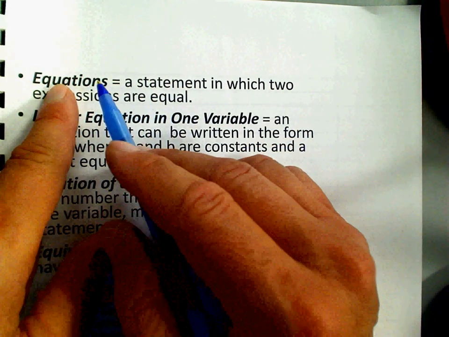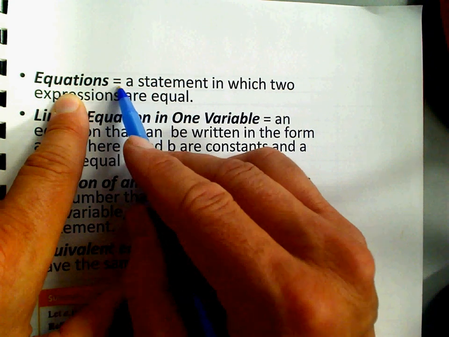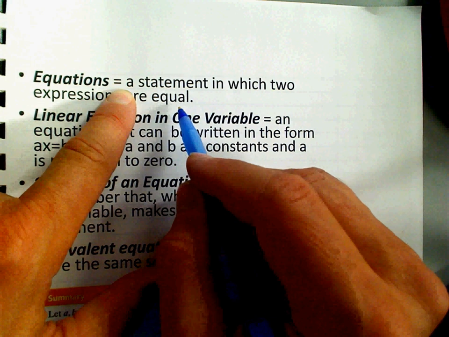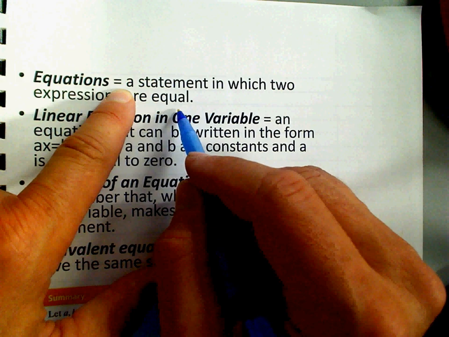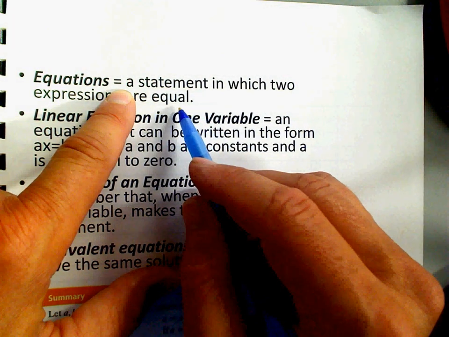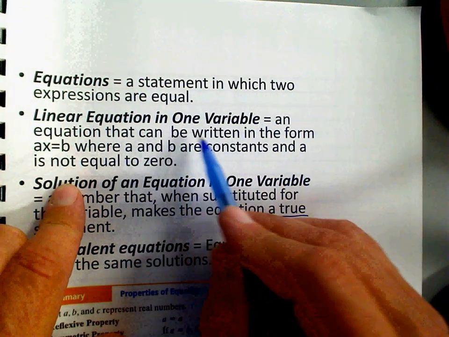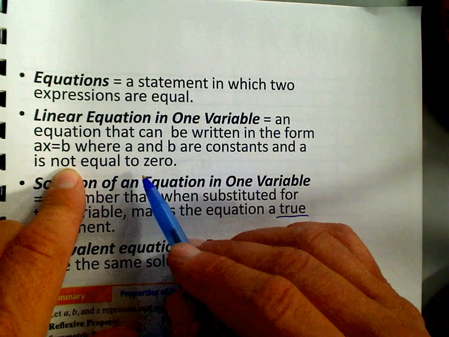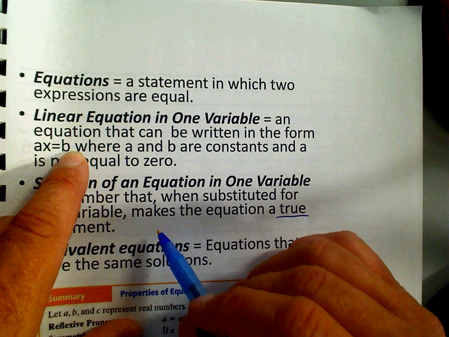We got equations, like we've said already. This is going to get out of expressions and inequations. An equation is a statement in which two expressions are equal. So when you throw an equal sign in, we get equations. You've done this for a long time. They're just more complex the farther you go. A linear equation in one variable is an equation that can be written in the form ax equals b, where a and b are constants and a is not equal to 0. You've solved a lot of equations where there's an unknown, just like this.